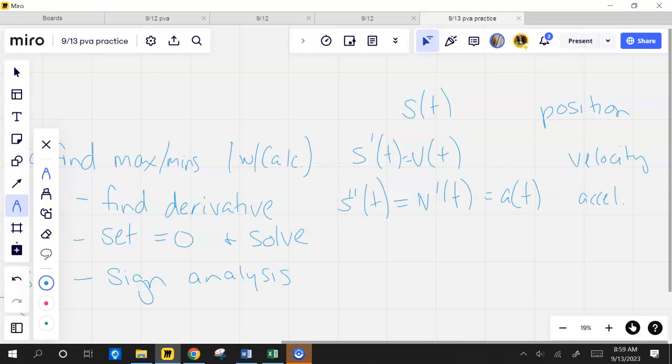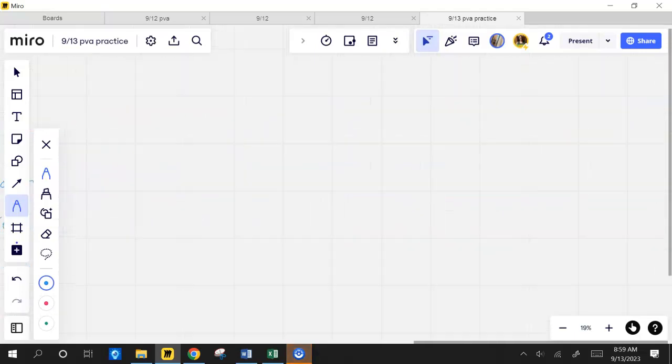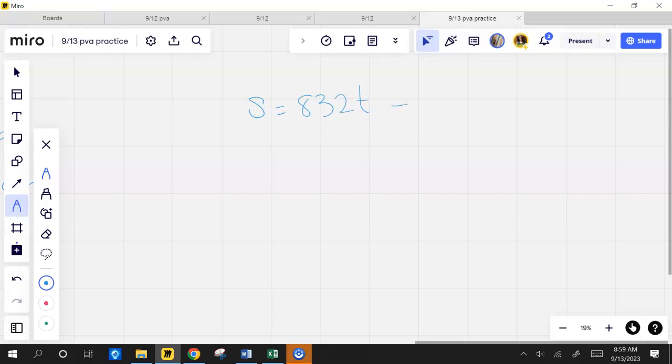Okay, so let's apply what we know. Which one did you say? 15? 14? 16? All right, let's read through it carefully and see what it is they're asking us for, okay? S equals 832t minus 2.6.